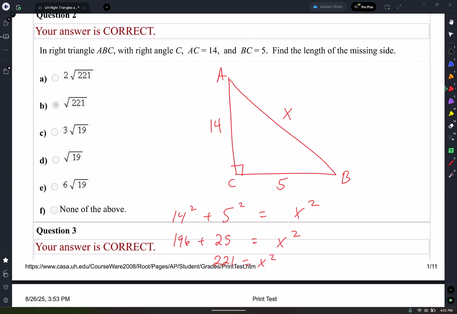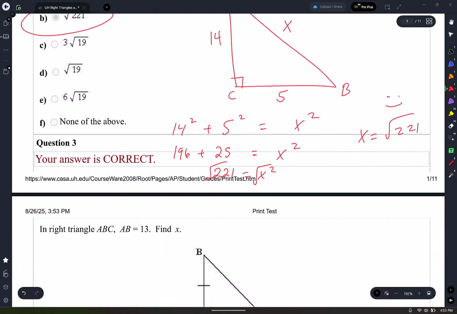And then how do I get x by itself? Square root. X equals the square root of 221. And there it is, guys. How are we feeling so far, guys? Okay. I'm going to go to the next question.